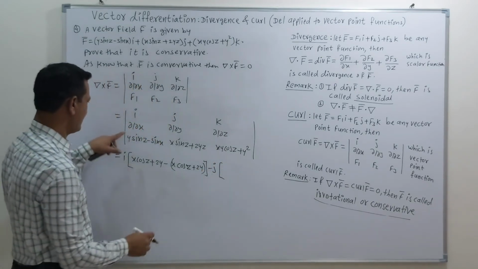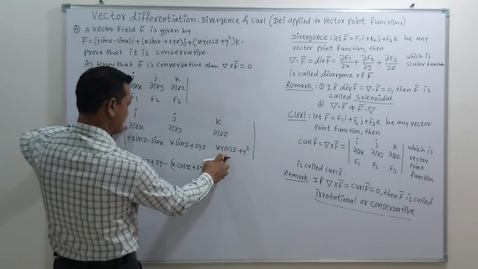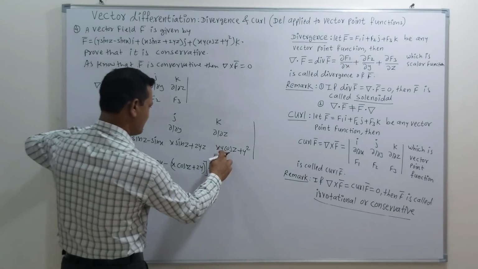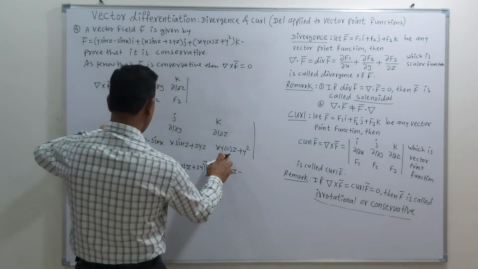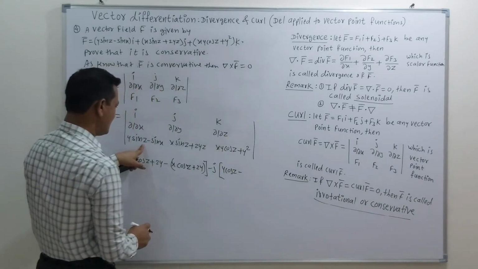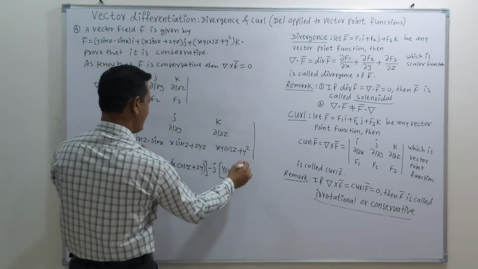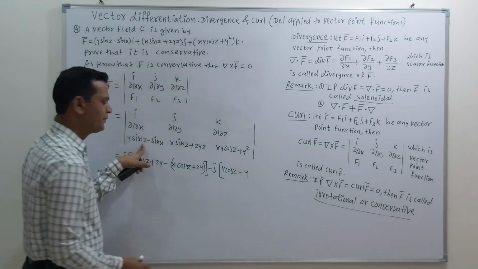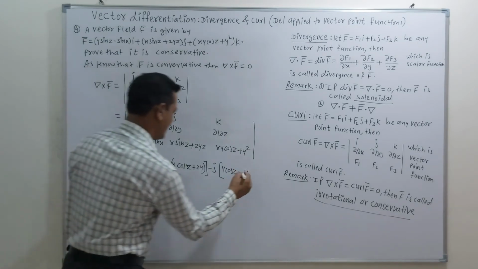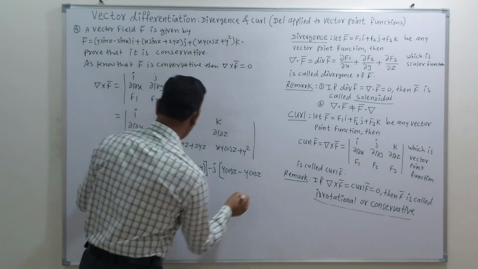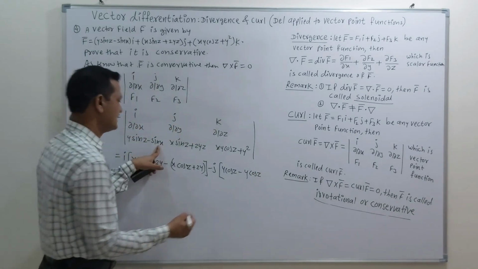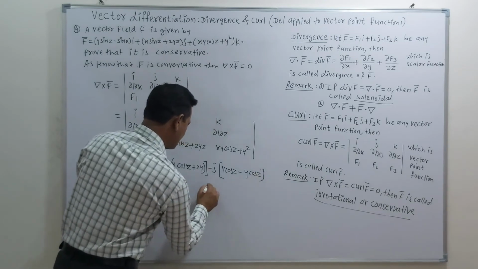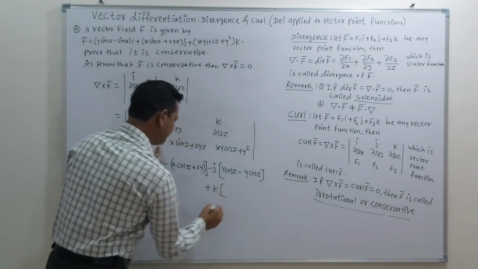Then again friends, while solving this determinant, take the derivative of this term with respect to x, which is y cos z. Then again take the derivative of this term with respect to z, where y is constant, and derivative of sine is cos. We can write this as cos of z. Then this is constant because we are taking derivative with respect to z. Then plus we get this as k.